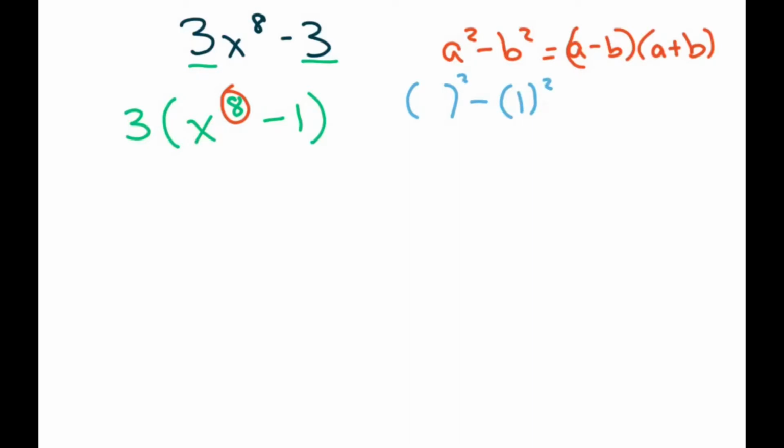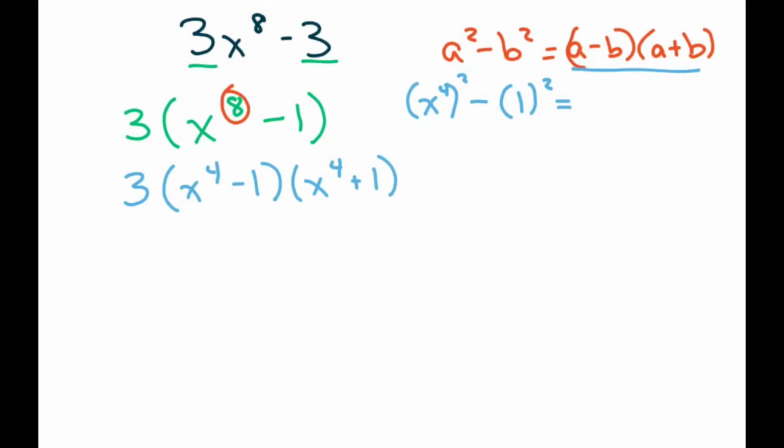Now, if I put a square here, that means my x is going to have to be to the 4th power, because x to the 4th squared is x to the 8th. So now I can expand. So we have 3, and I'm just going to expand using this formula. So we have x to the 4th minus 1 times x to the 4th plus 1.